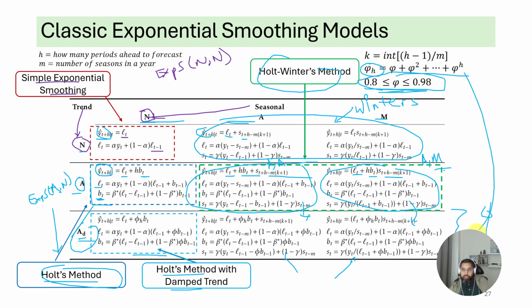That's your damping coefficient. And then M is the number of observations within one cycle of your seasonality. So monthly data, M is 12, quarterly data, M is 4, days of the week data, Monday to Sunday, M is 7. H is how many periods ahead you're forecasting. Forecasting the next time period is T plus 1, so H is 1. Forecasting 2 time periods ahead is T plus 2, so H is 2. Forecasting 3 time periods ahead is T plus 3, so H is 3.